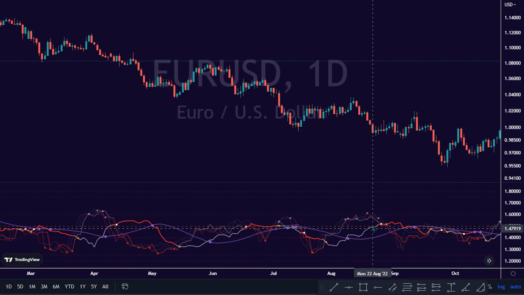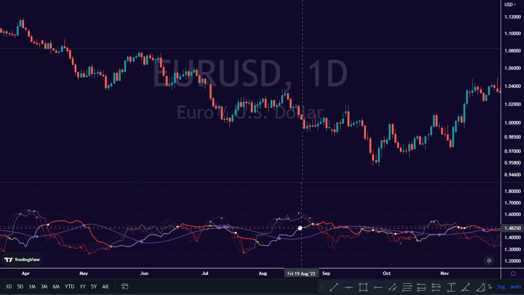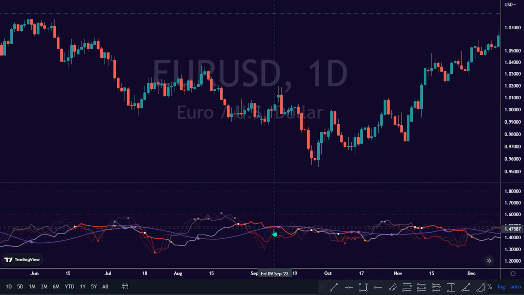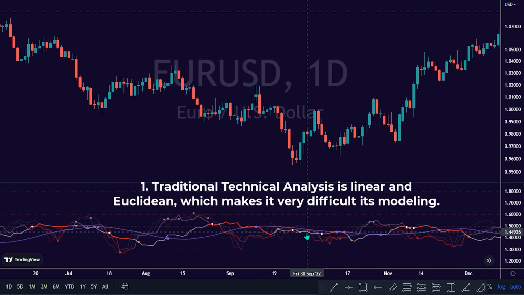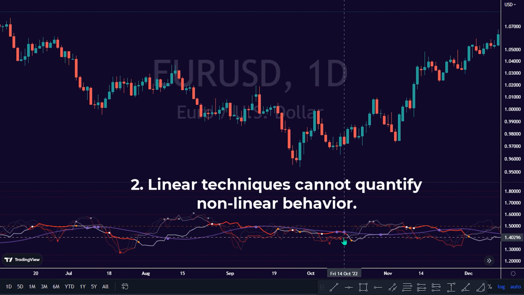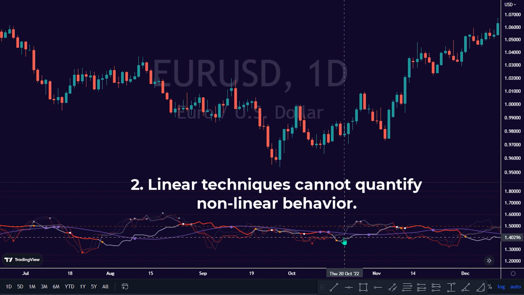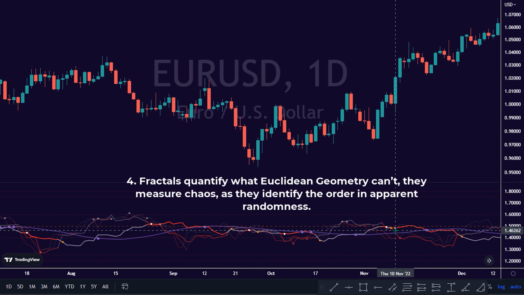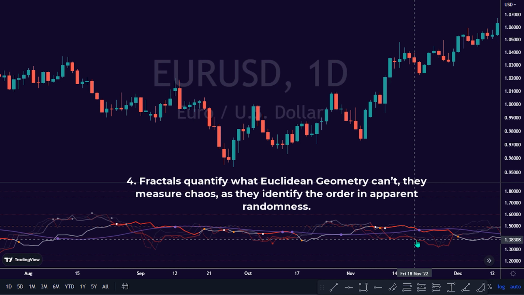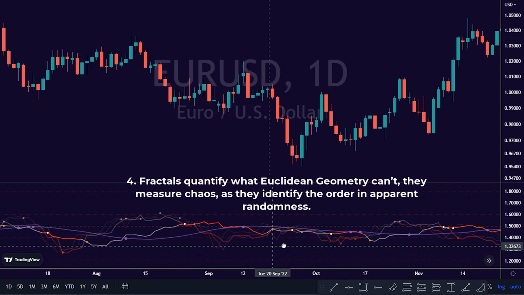To take full advantage of this indicator, traders need to incorporate some principles and concepts. Number 1. Traditional technical analysis is linear and Euclidean, which makes it very difficult in its modeling. Number 2. Linear techniques cannot quantify non-linear behavior. Number 3. Is it possible to measure accurately a wave or the surface of a mountain with a simple ruler? Number 4. Fractals quantify what Euclidean geometry can't. They measure chaos as they identify the order in apparent randomness.